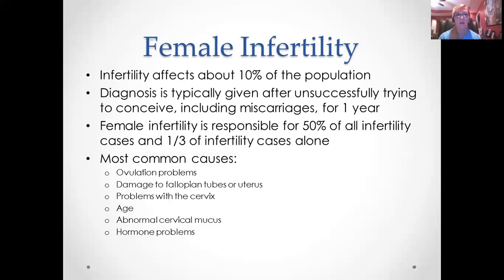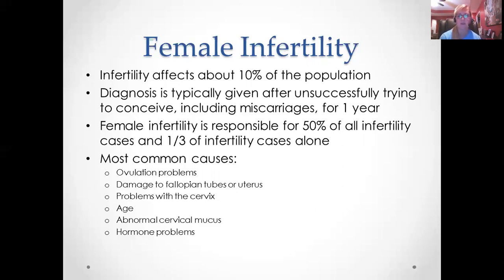So female infertility affects about 10% of the population. Infertility does in general, not just female. The diagnosis is typically given after unsuccessfully trying to conceive, including miscarriages, for 1 year. Again, we did not have 1 full year of trying, but they were able to diagnose early, which is why we had that diagnosis before a year.